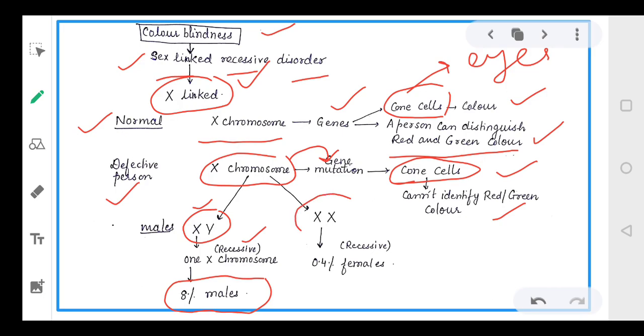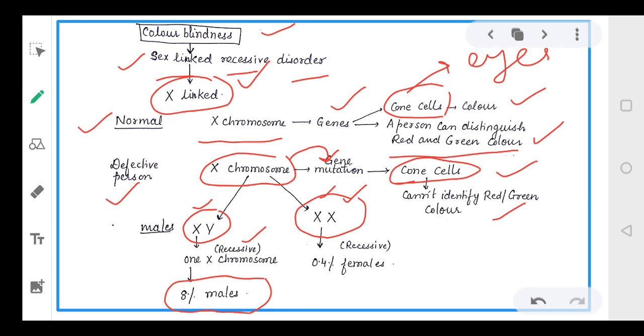In case of female, there are two XX, right? If it is only present in one chromosome, only on one X chromosome, so female will be a carrier. It will not be expressed because it is a recessive one. It has to be present on both the chromosomes. तो आपकी जो ये color blindness है, इसको expression आने के लिए it should be present on both the chromosomes, or you can say the condition should be homozygous recessive.